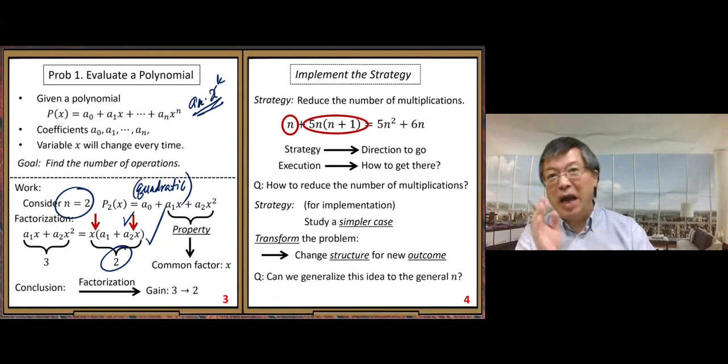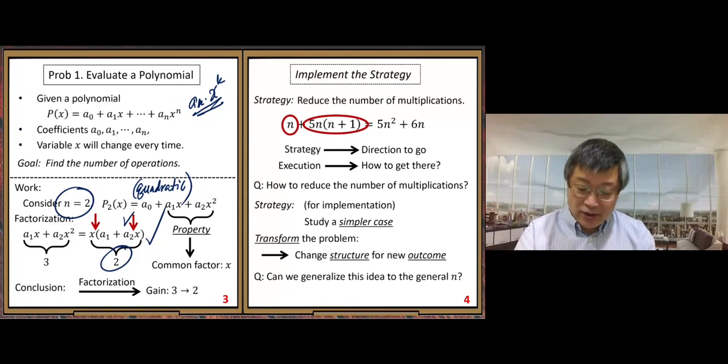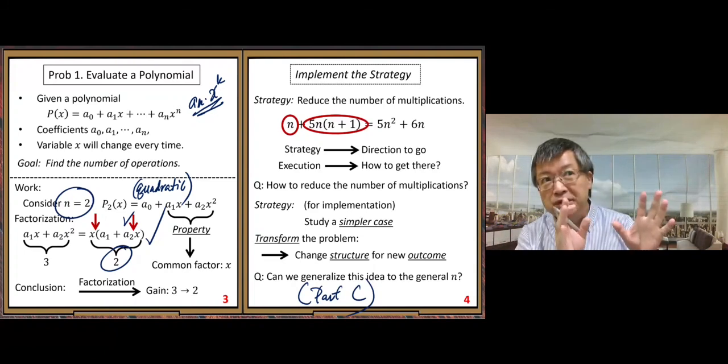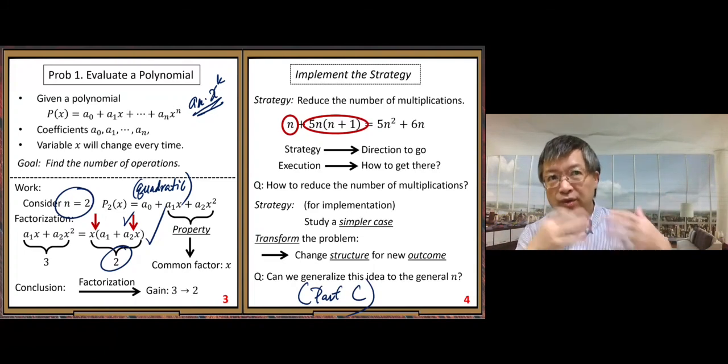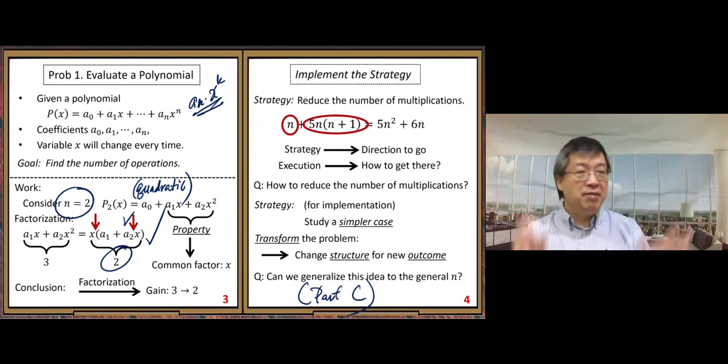So here, our last question: can we generalize this idea to the general n? We leave this part to part C, next class, because we need to do a lot of discussion. For this part B, we only have 10-something minutes. So I need to do some exercise before we move to the next part C. All right, so let me stop here.